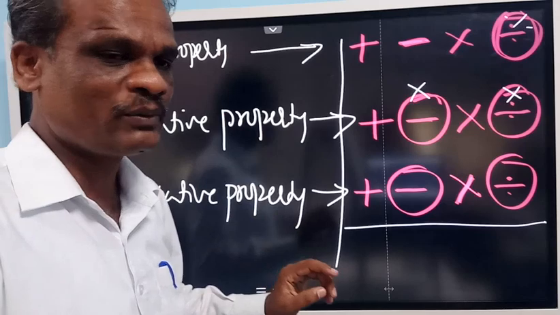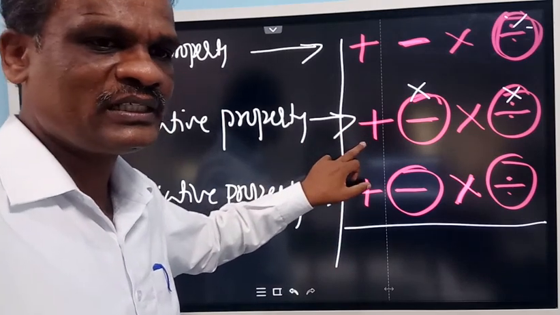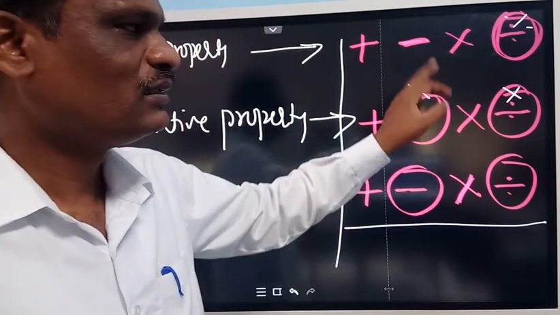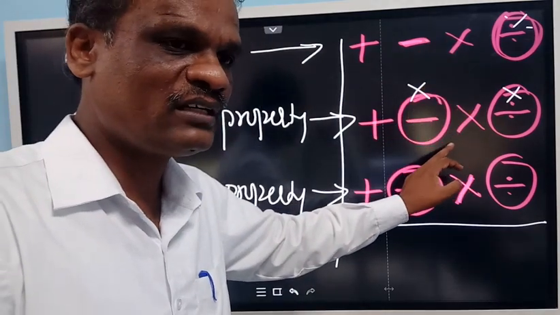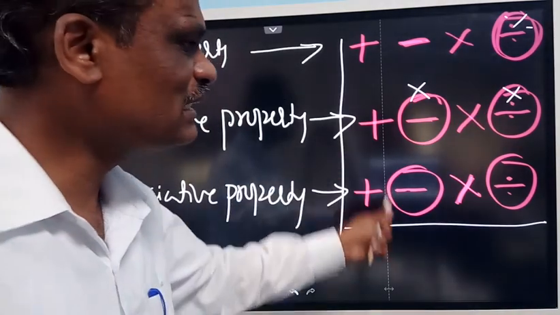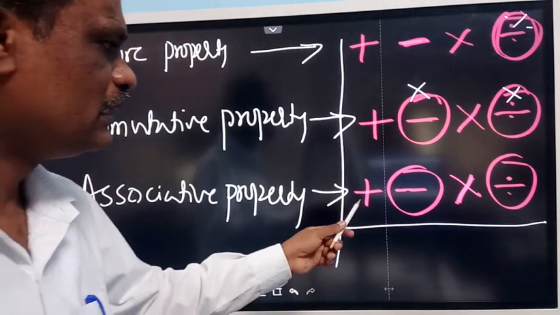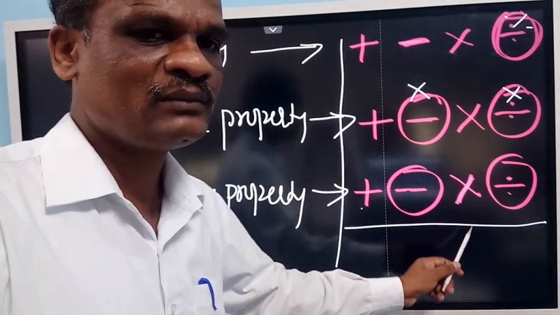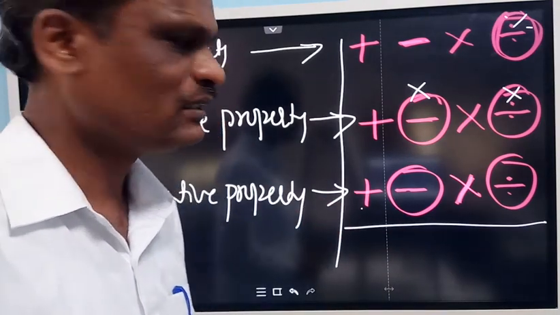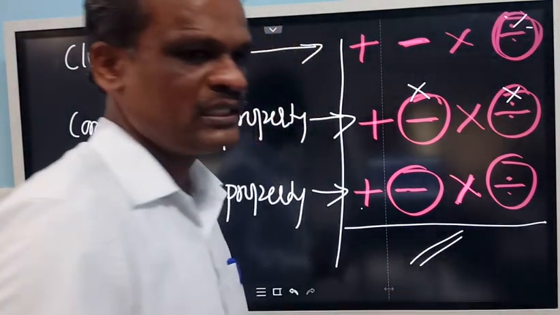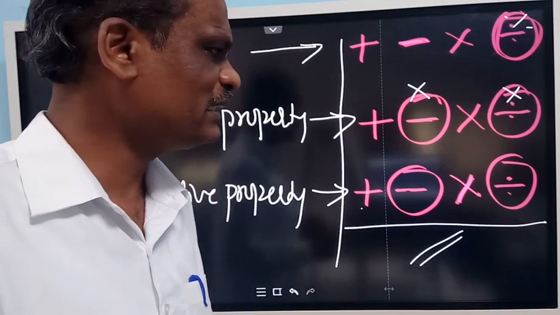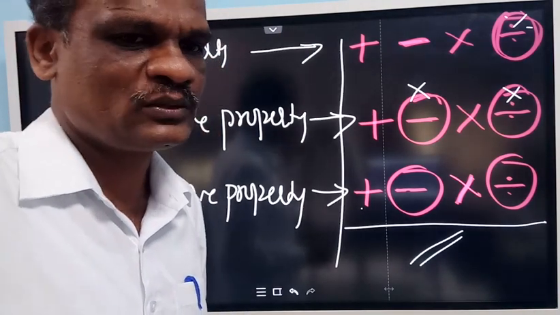Come to the second, commutative property. Rational numbers are commutative under addition, not commutative under subtraction, commutative under multiplication, and not commutative under division. Same thing in associative property also. Rational numbers are associative under addition and multiplication. Rational numbers are not associative under subtraction and division. So that's the property. Tomorrow we will discuss the property of 0 and property of 1. All these things we will discuss in the next period. So this is the end of today's class. Okay.